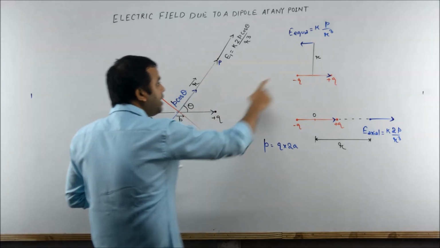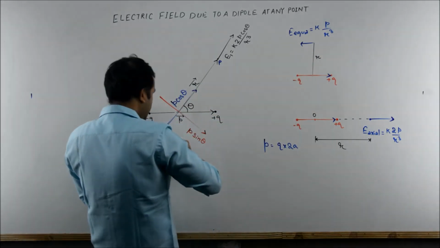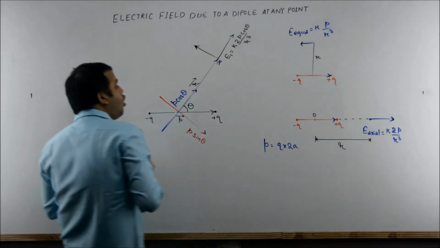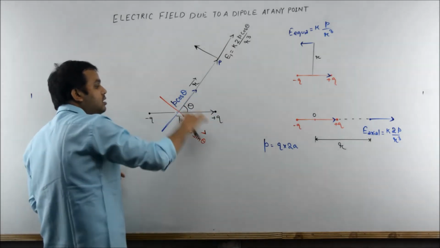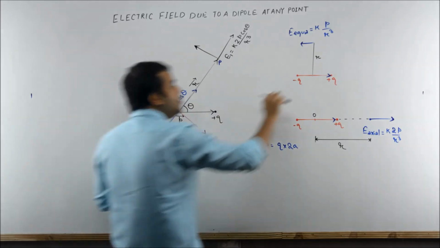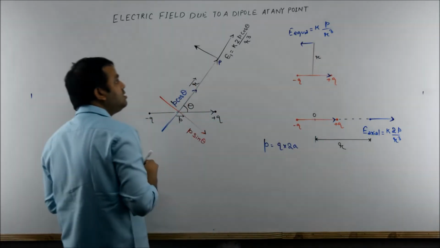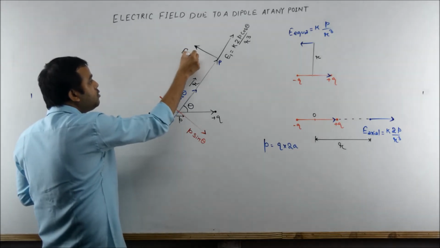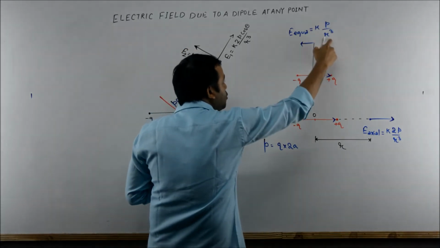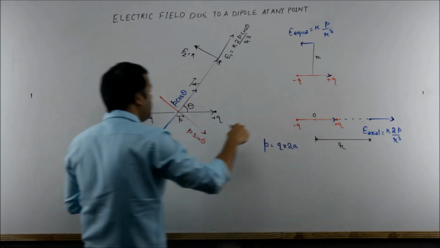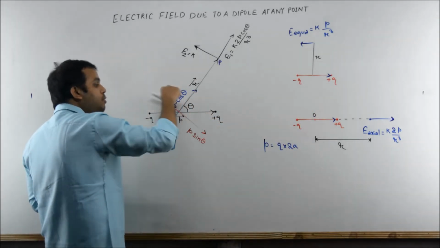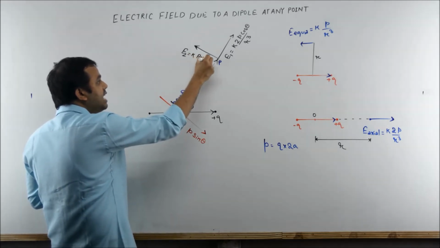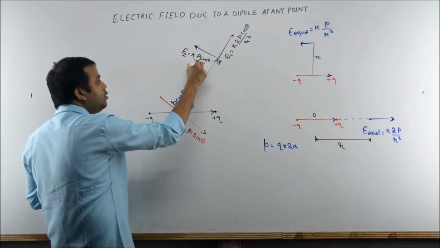So at the equatorial point, what is the direction of the electric field? It's opposite to the dipole moment. Clear, students? Let us denote it by E2, whose magnitude would be K P by R cube, but its dipole moment is not P, it is P sin theta. So it's K P sin theta by R cube.